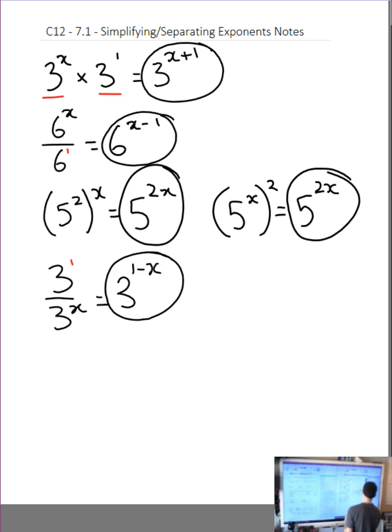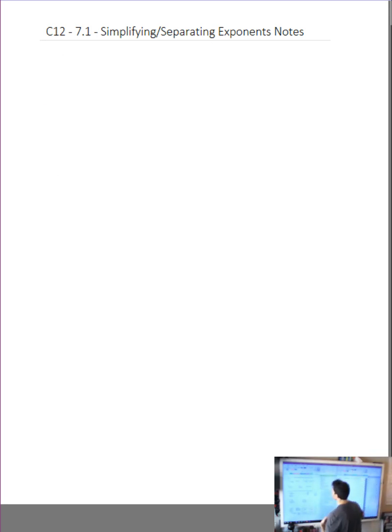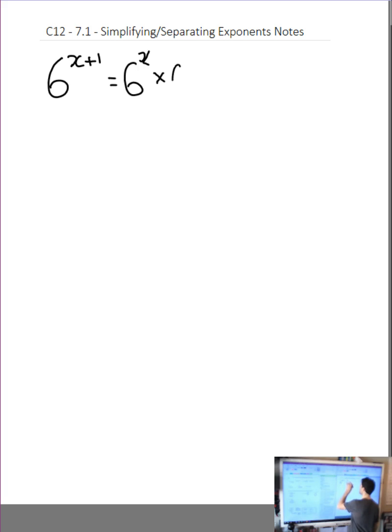So now we're going to reverse the process. If I see something like 6 to the x plus 1, we want to very easily be able to say, well, I just added my exponents. I should be able to separate this into a multiplication. And for example, I can bring this 6 out in front.